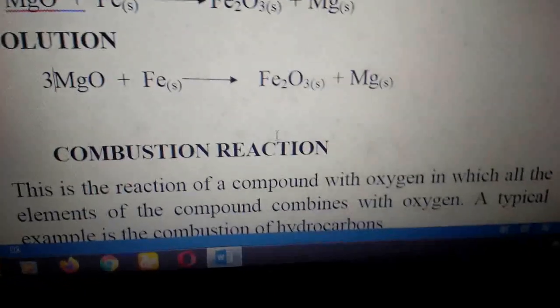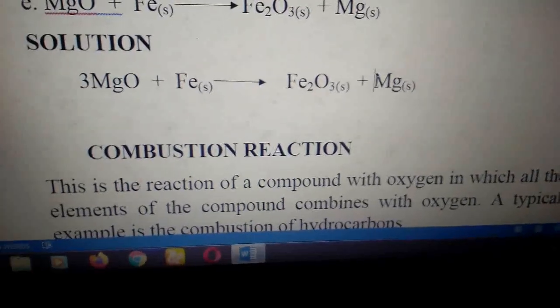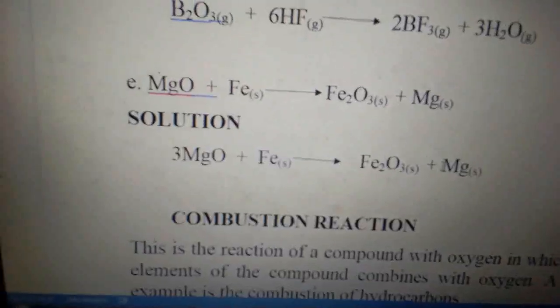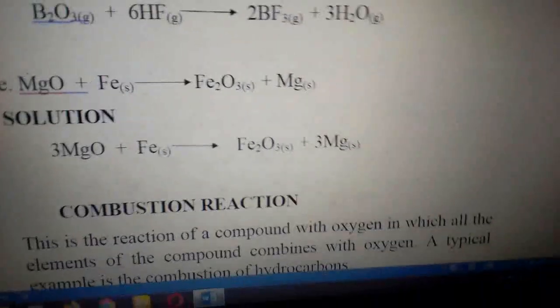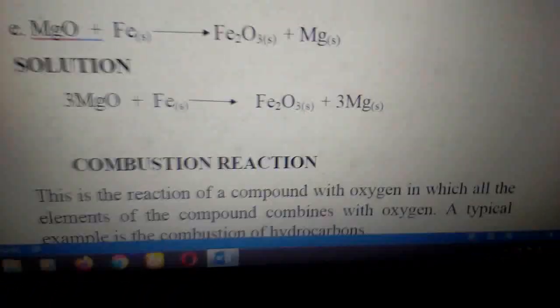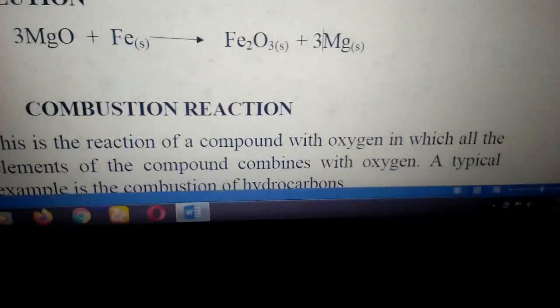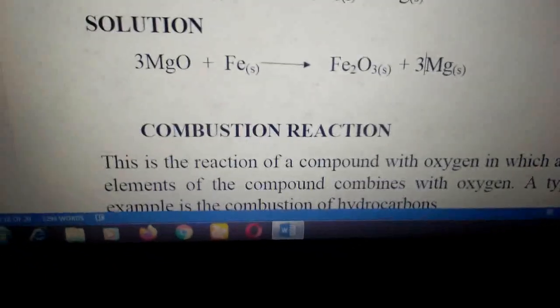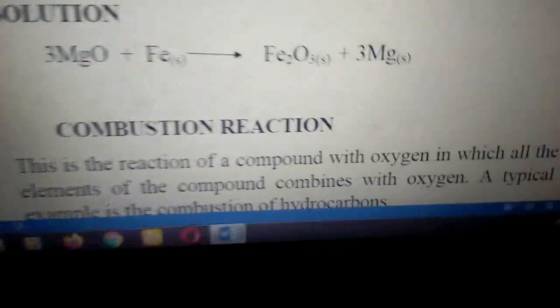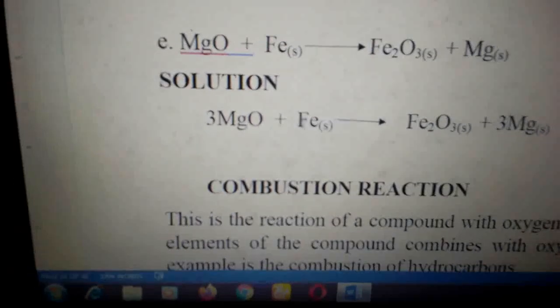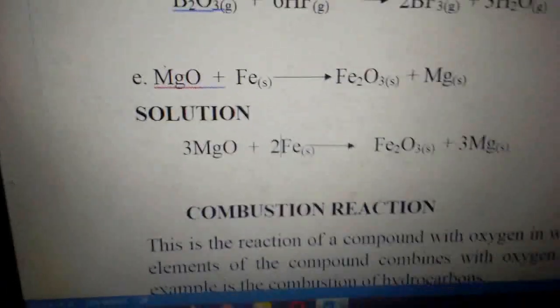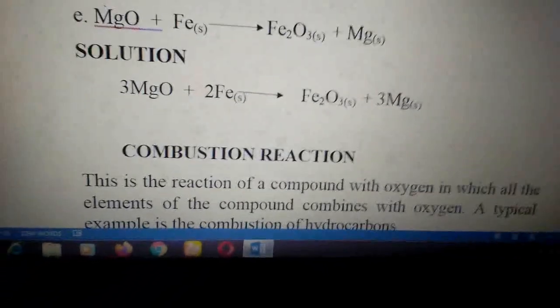So go to the right hand side, the product, and in front of magnesium, put the cursor there, and also put 3 in front of magnesium. Having done that, oxygen is 3, magnesium is 3. Then we look at iron. Iron is 2 on the left hand side and 1 on the right hand side, that is product side. We'll put 2 in front of iron to balance iron.